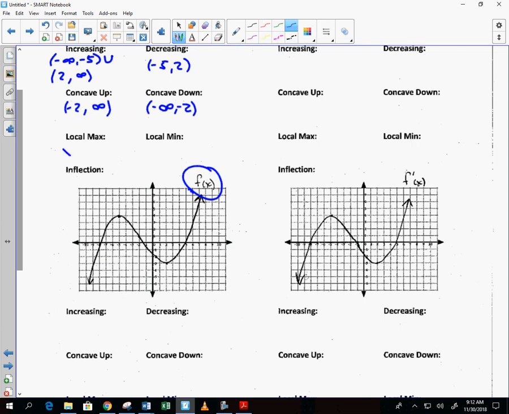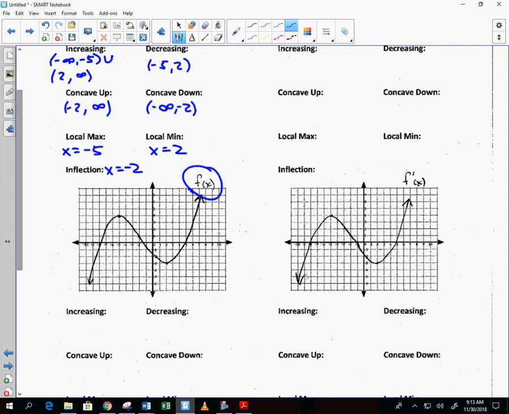Estimate the location of the local max. X equals -5, sounds good. Could we list the y value as well? We could. We're not going to in this exercise. Local min. And where would you estimate as the point of inflection? We already said x equals -2. So you will not get that question on the test.